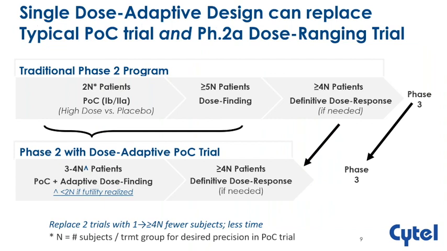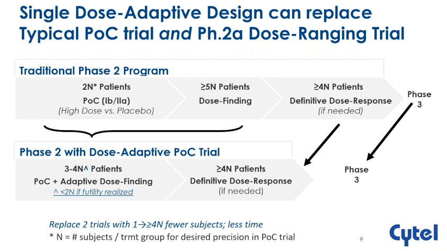Another advantage of adaptive dose finding trials is to combine the traditional proof of concept trial and the follow-up dose finding trial. In a traditional phase 2 program, often the highest dose permissible versus placebo is studied in a proof of concept trial. And then when that trial is successful, a dose finding trial is done. And sometimes a definitive dose finding trial needs to be conducted to follow up and confirm the dose before you go to phase 3.